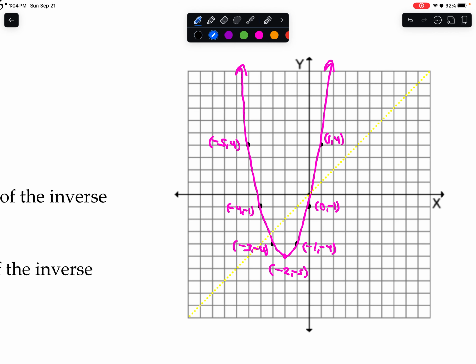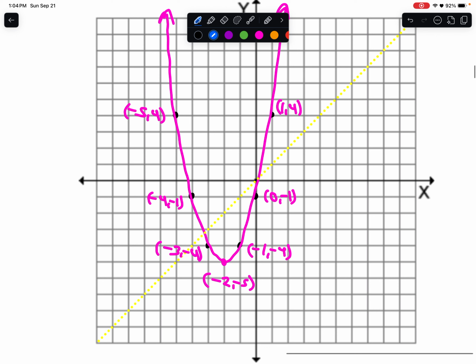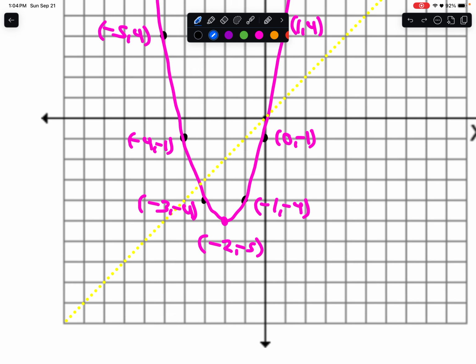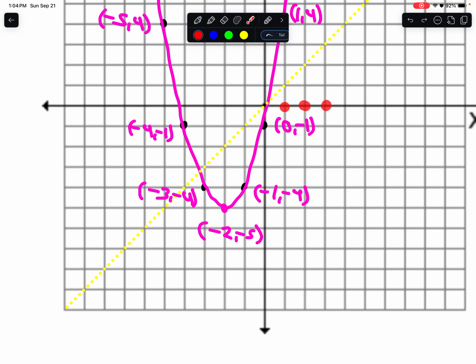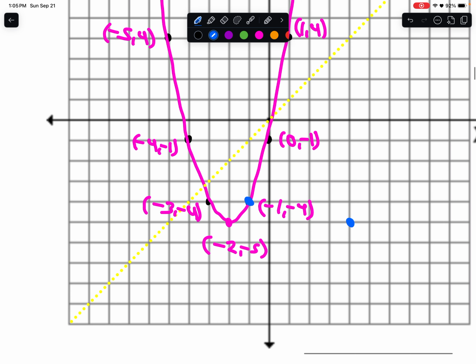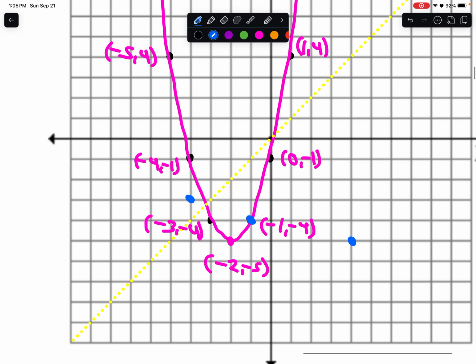So now I want to use those to give me my new points. It doesn't really matter where you start. I guess I'll start up here. So (−5, 4) is going to flip into (4, −5). Then (−1, −4) flips to (−4, −1). Then (−4, −3) flips over, then (−5, −2), then (−4, −1), (−1, 0), and so on.